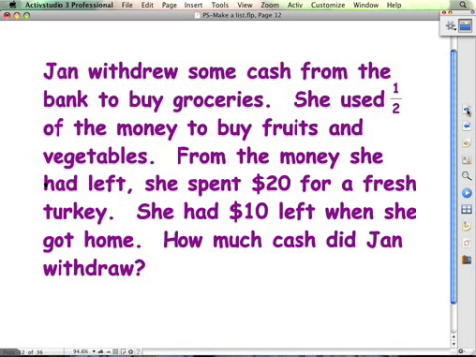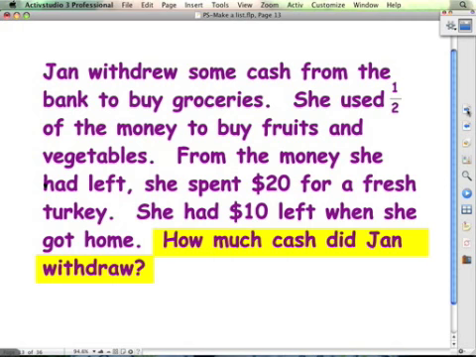She used half the money to buy fruits and vegetables. From the money she had left, she spent $20 for a fresh turkey. She had $10 left when she got home. How much cash did she withdraw? So that is going to be my question. How much cash did Jan withdraw?